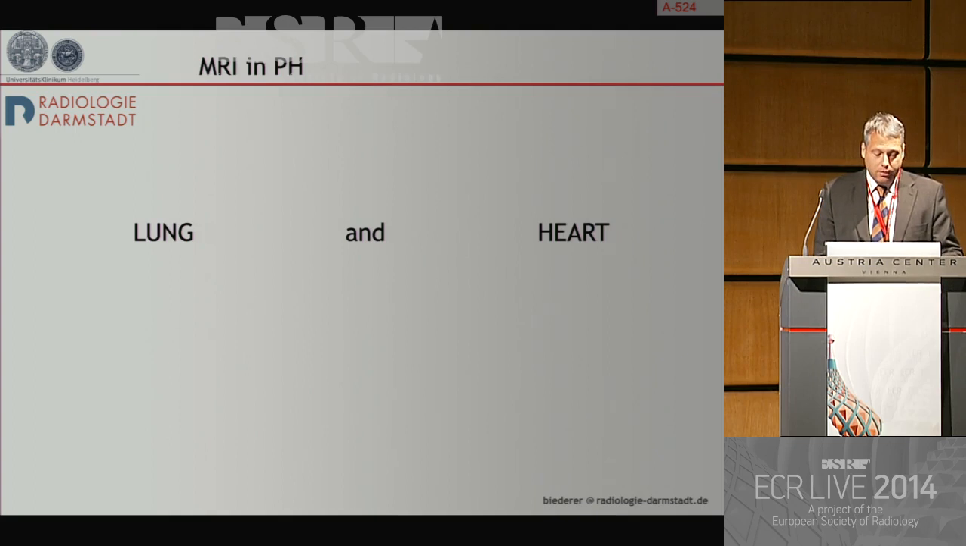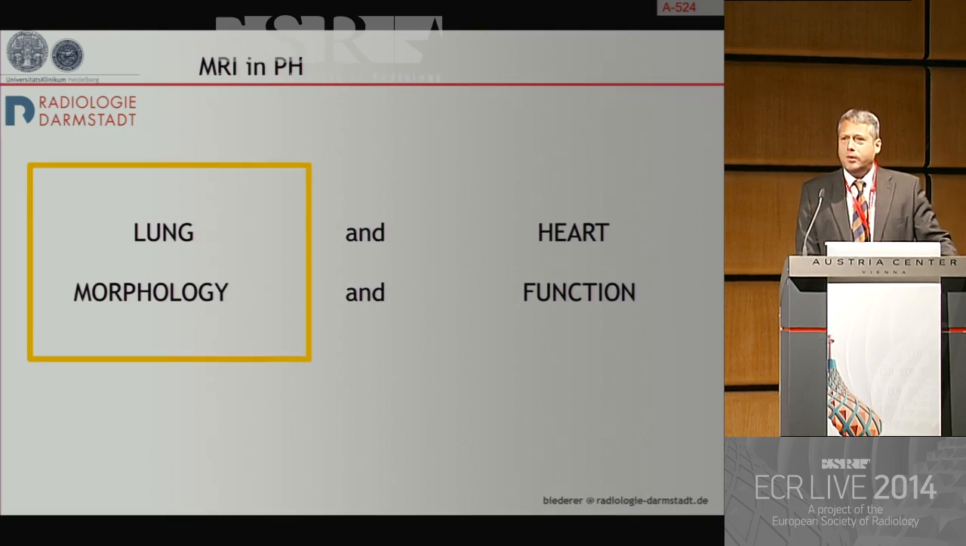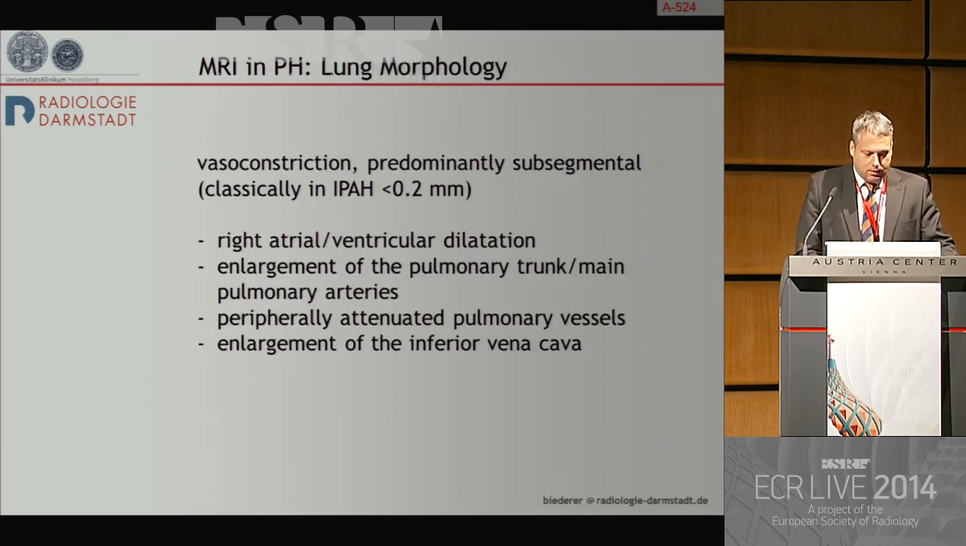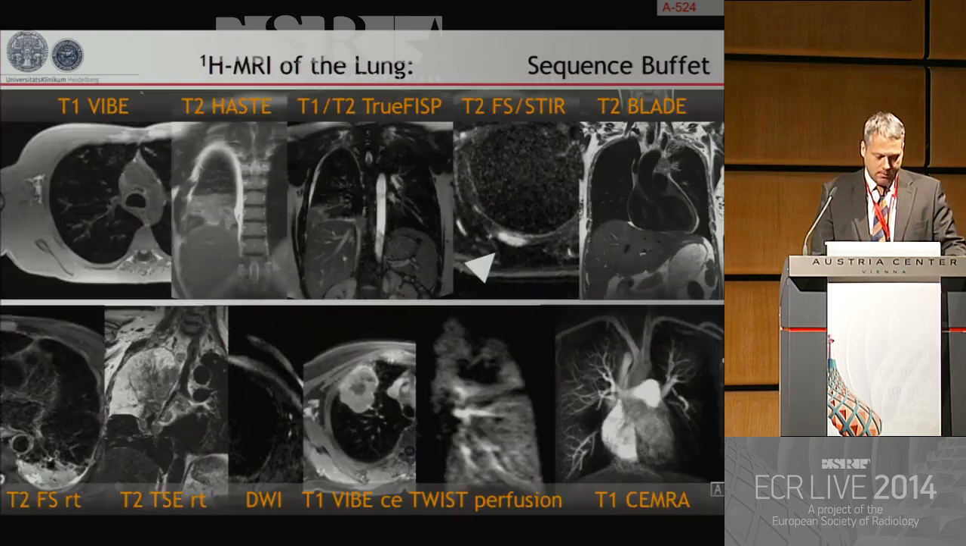As we've heard before, we are talking about the lung and the heart, and the morphology and function of both. If we look at lung morphology, this is usually the point where we'd say MR is probably the weakest. The lung morphology changes, we can all see these on MRI: right atrial and ventricular dilatation, enlargement of the veins, peripherally attenuated pulmonary vessels, and enlargement of the inferior vena cava. Is this really an easy task for MRI?